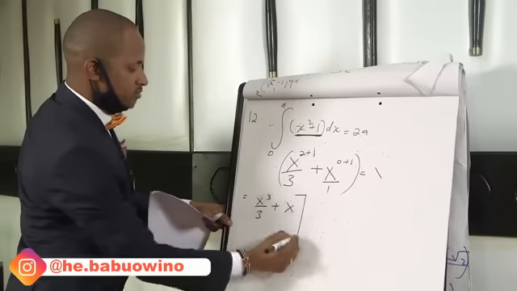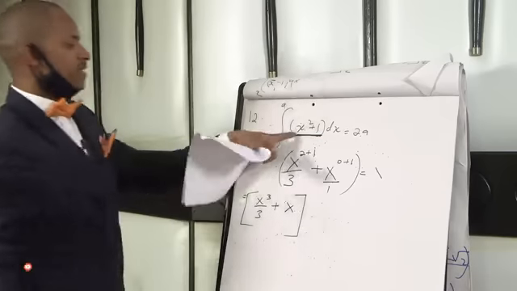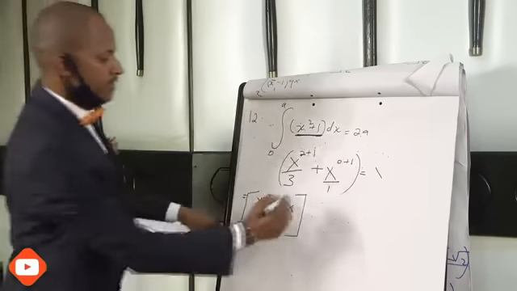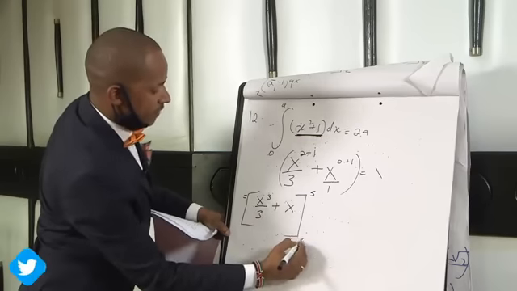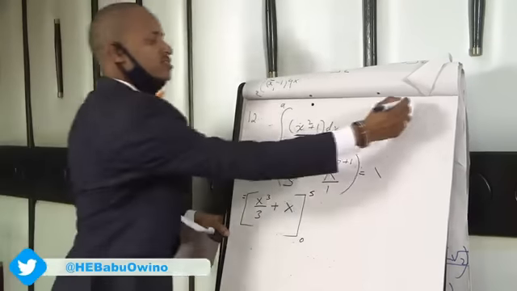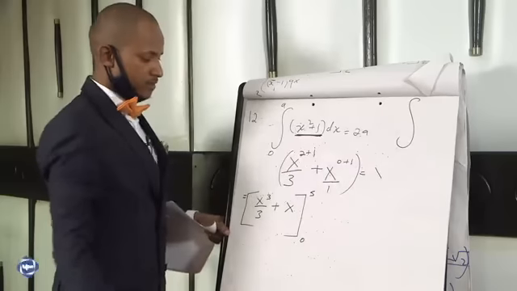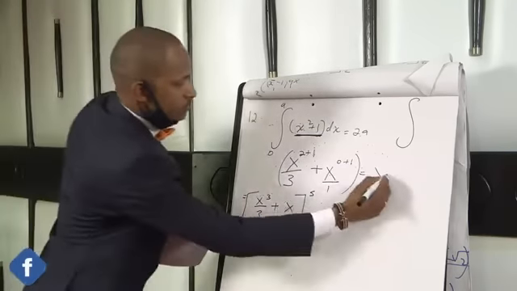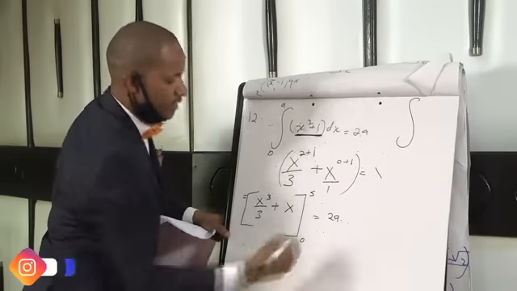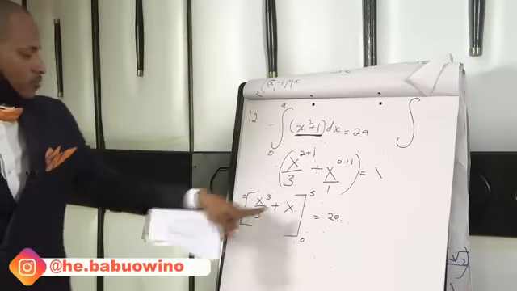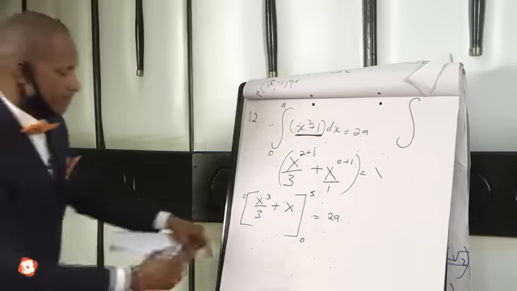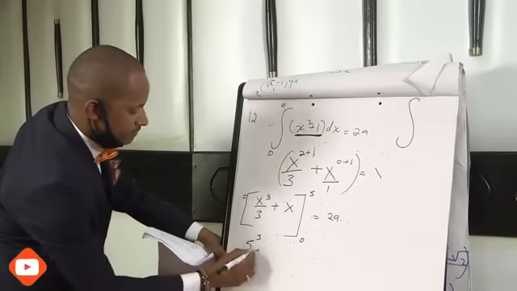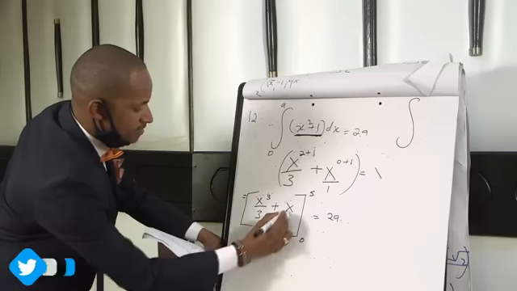So these values, after integrating, you don't write dx. You just replace it with the limits. And again, you don't write the integral sign because you've already integrated it. So this value equals 2a. Again, just replace where there is x. So this becomes 5 cubed, 5 raised to power 3, divided by 3, plus 5.